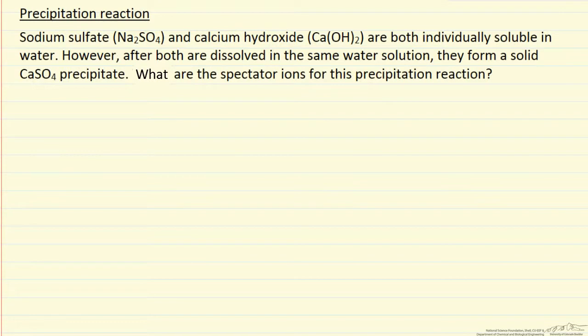In this example, we have sodium sulfate and calcium hydroxide, both of which are very soluble in water. But when they're in the same solution, they form a solid precipitate, calcium sulfite. And the question is, which are spectator ions for this precipitation reaction?